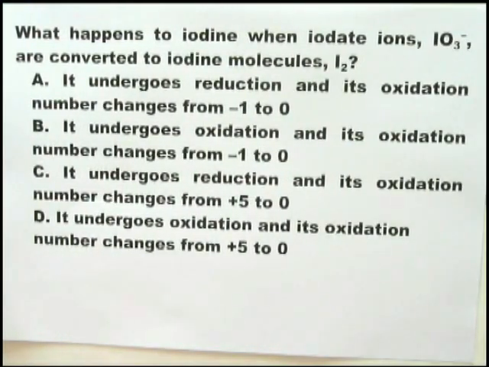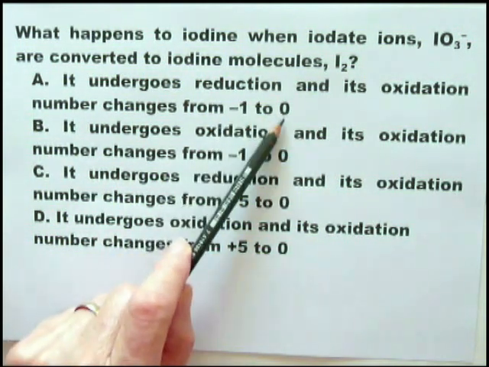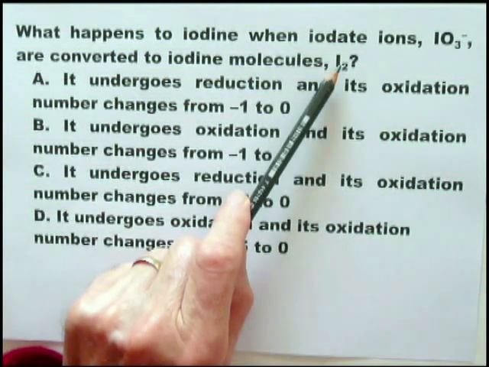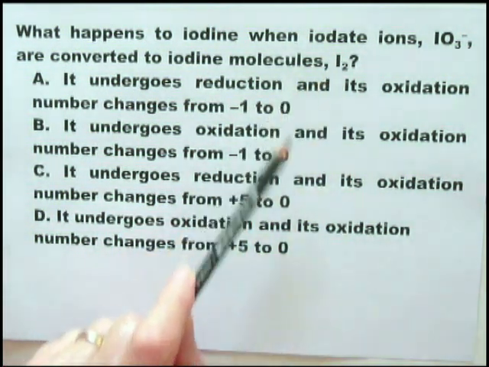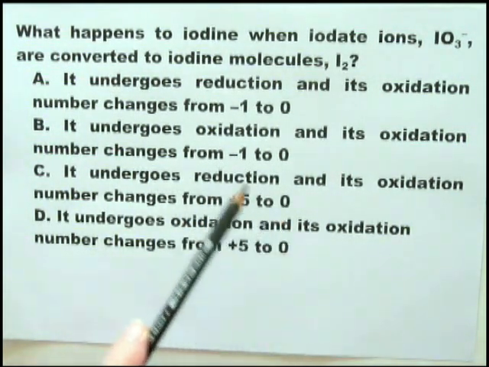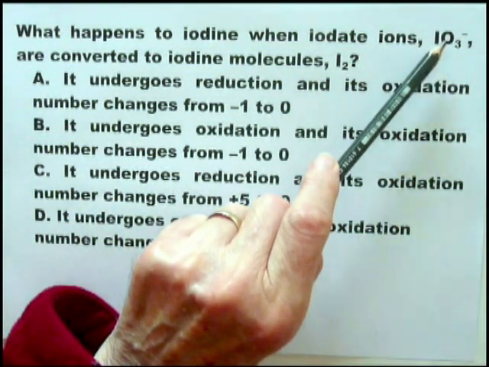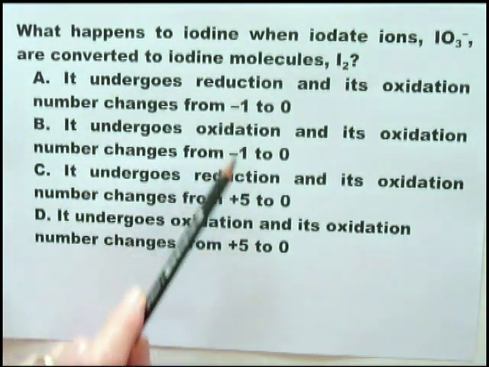This one is a lot easier than it looks. In order to answer it, all you need to know is what happens to iodate ions when they're converted to iodine molecules. Are they oxidized or are they reduced? Because if you look at the oxidation numbers they offer you, they say they go from either -1 to 0. Now we know 0 is correct because iodine molecules have an oxidation number of 0, or it goes from +5 to 0. So we simply have to decide whether the iodate ions have an oxidation number of -1 or +5.